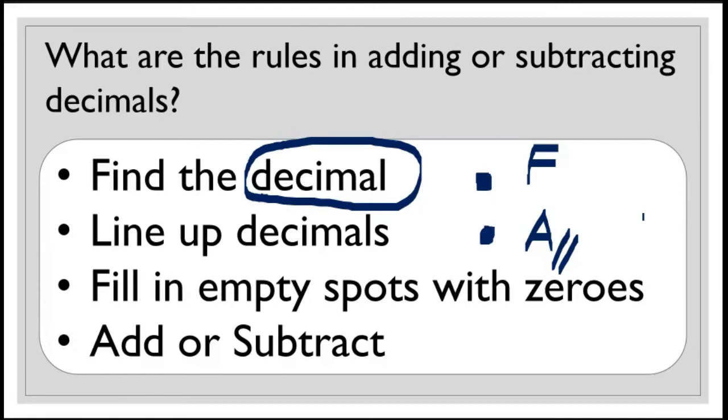Kunyari, meron kang mga number na si decimal numbers niya ay 4. Yung pangalawang given ay 2 lang. So, kailangan maging 4 din siya. How? By adding zeros. So, you need to fill. So, F again. And then, perform. Okay? Naintindihan ba? So, find the decimal, line up, or align, and then F is to fill, and then add or subtract or perform the operation.